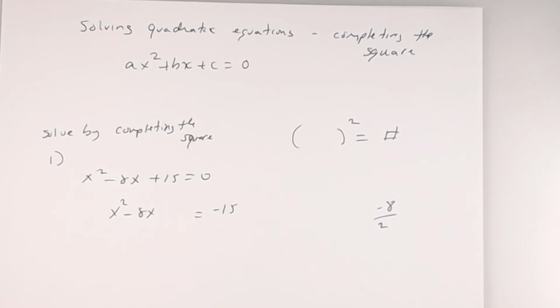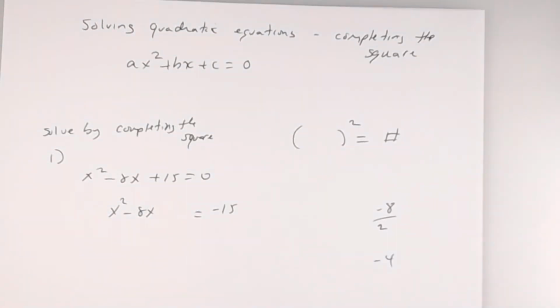Okay, now what's -8 divided by 2? -4. Okay? -4. So right underneath, I'd put -4. Just our thought process. So remember, that's what it says. Take half the coefficient of x. So did I take half the coefficient of x?